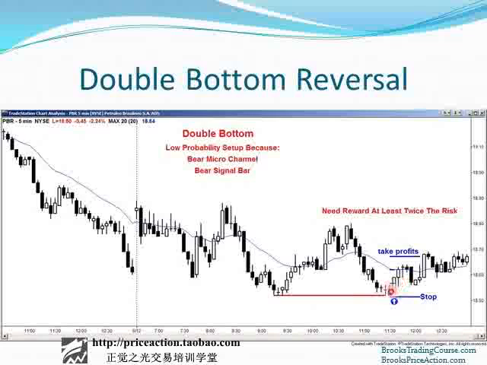Your entry price is 1 tick above that bar, your stop is 1 tick below, and 2 times your risk is right here. And you can see a pullback developed here, so a lot of traders were taking profits at around 2 times their initial risk. And that should always be your minimum goal when you're doing a low probability trade.